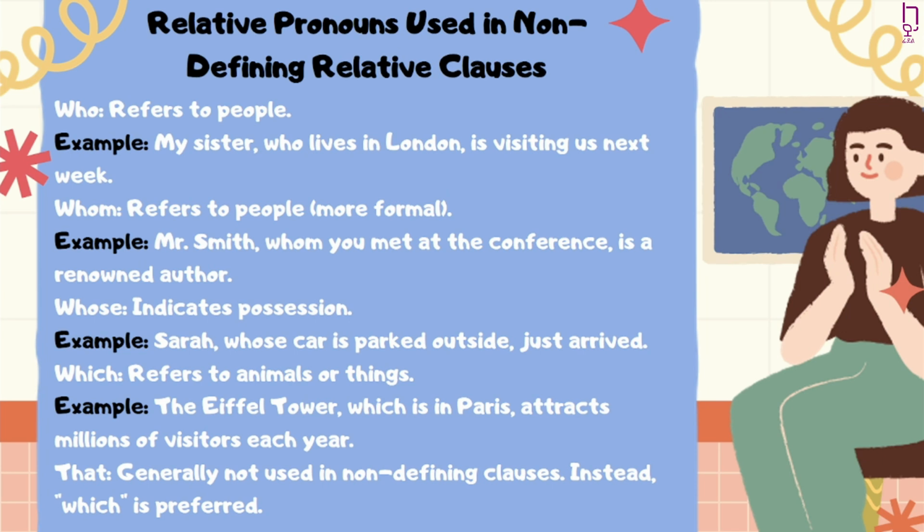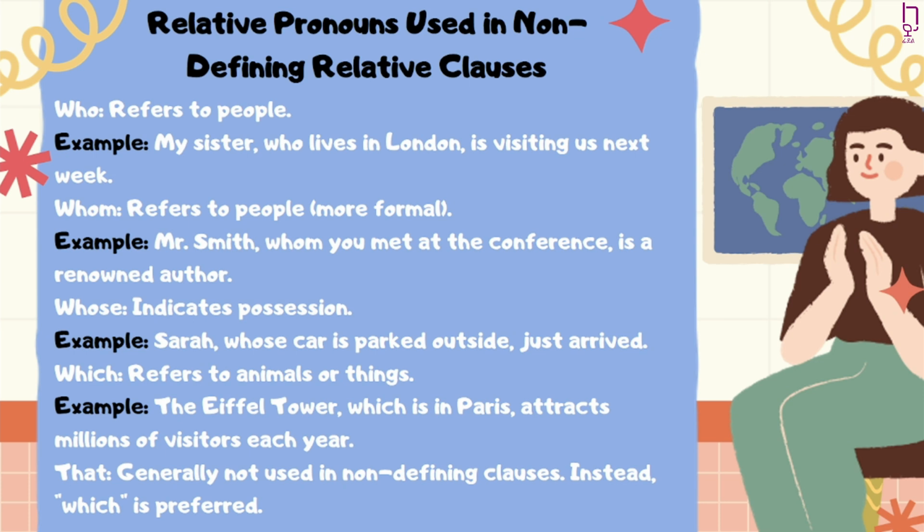There are relative pronouns that we use in non-defining relative clauses. They are the same as in defining clauses, but the way we use them might be different. For example, in the case of who: my sister, who lives in London, is visiting us next week. In this case, the sentence can also be "my sister is visiting us next week," which shows that the sentence can stand alone without the non-defining clause.